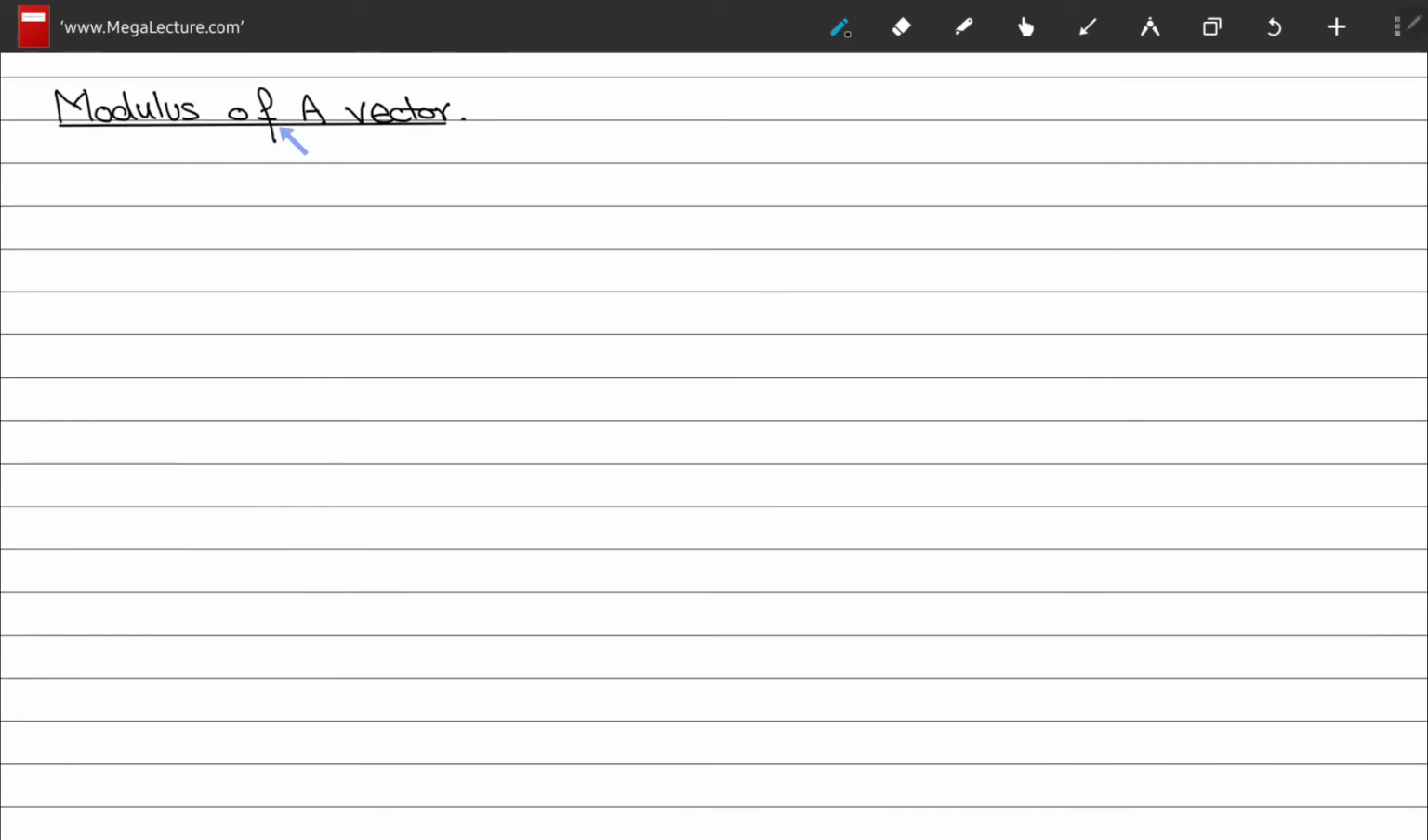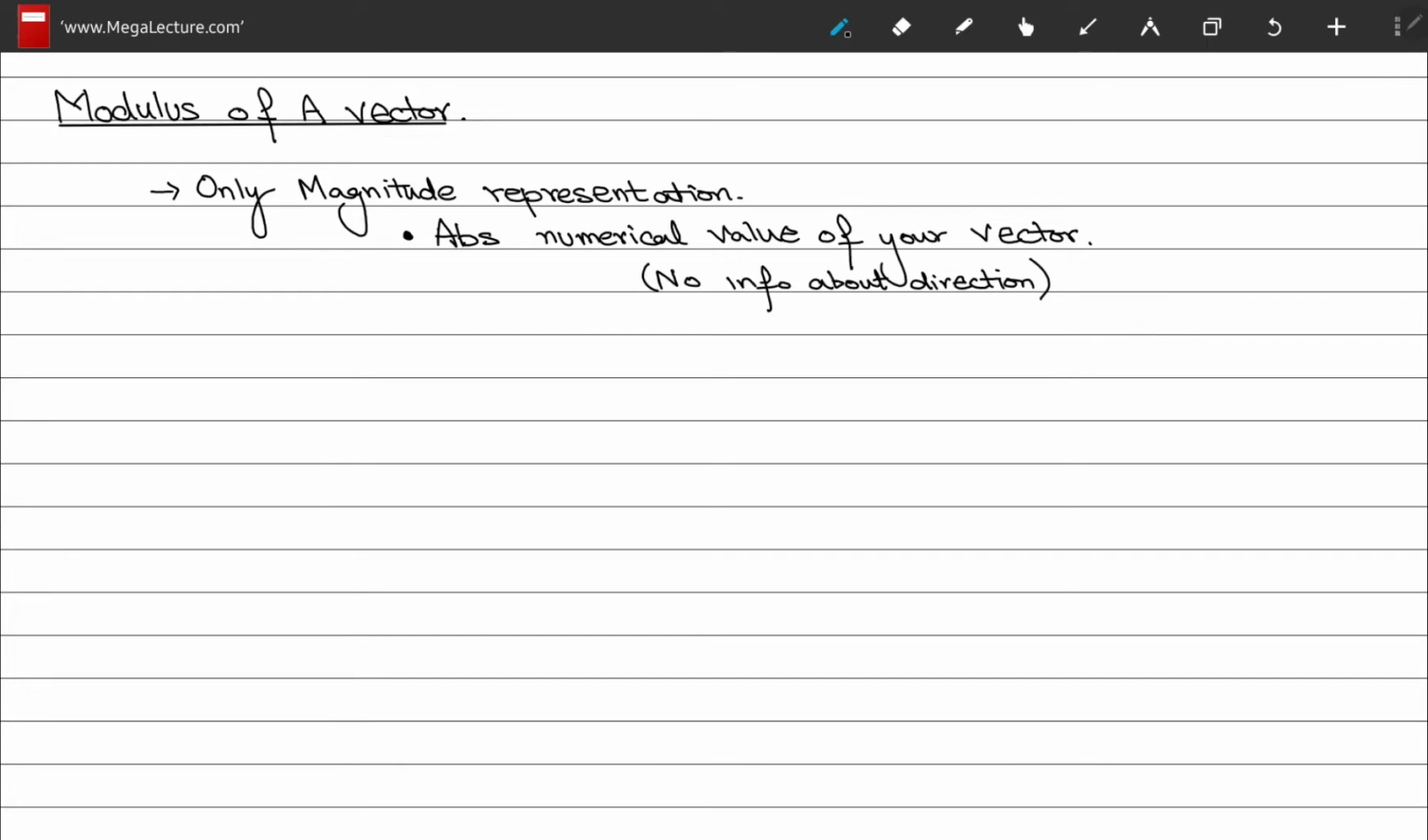Moving on to the modulus of a vector, it is simply the representation of your vector's magnitude, which means it is just the absolute numerical value of your vector, meaning that it is not going to give you any information regarding the direction whatsoever. For instance, suppose you are given two vectors. Vector A has a magnitude of 5 newtons and it's to the north, while vector B has a magnitude of negative 5 newtons, which is to the south.